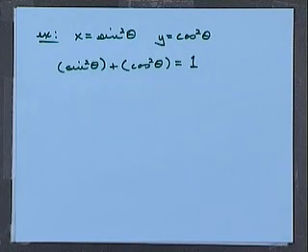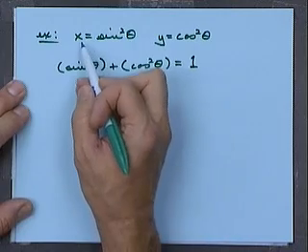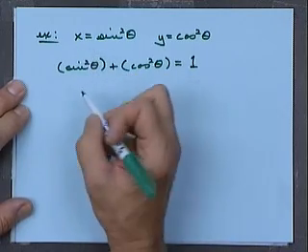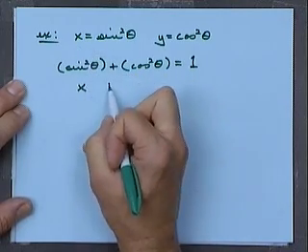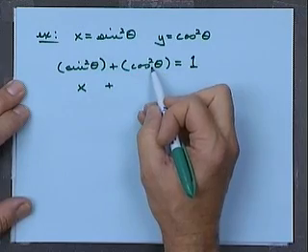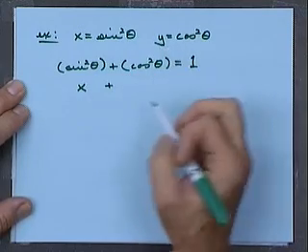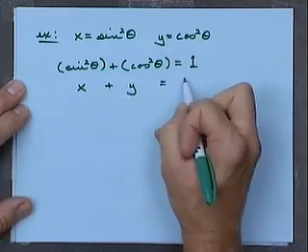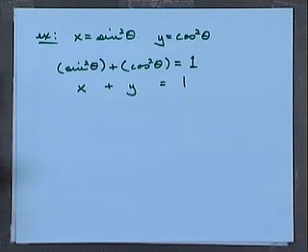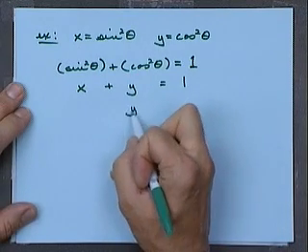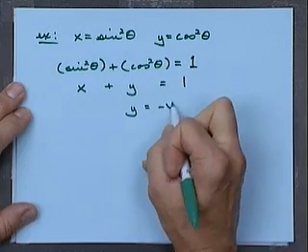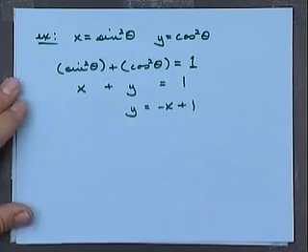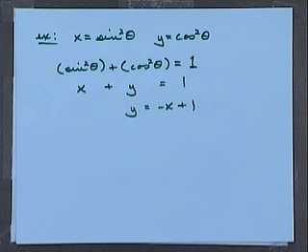But it's not the same thing. It's not a circle, because sine squared is x, right? So for sine squared, I can plug in x. For cosine squared, I can plug in y. So we get x plus y equals 1. That's not a unit circle. What is that? That's a line. Okay? And you could say that's the line y equals negative x plus 1.